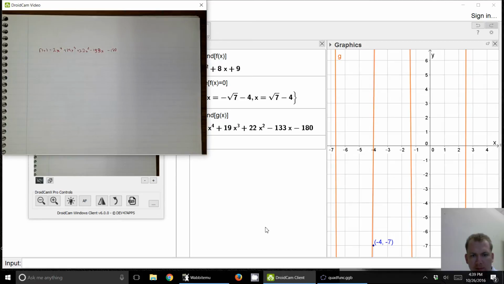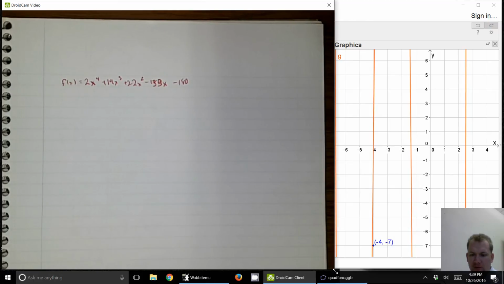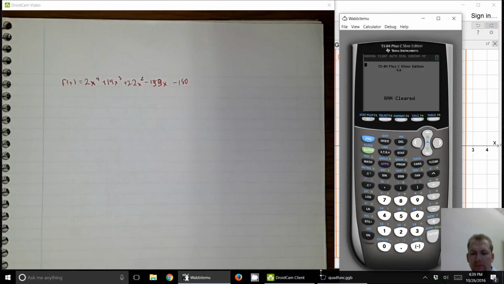Okay, so that's the one we're starting with, right? 2x to the fourth plus 19x to the third plus 22x squared minus 133x minus 180. So I just use that GeoGebra program to build the problem for me, and now I'm going to do the problem. I'm going to graph this thing.